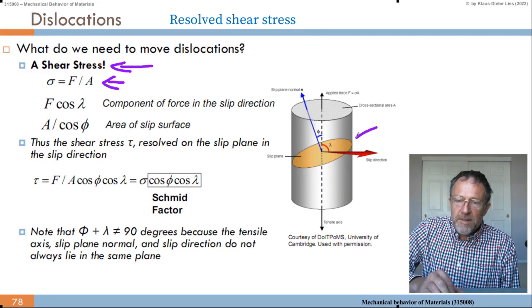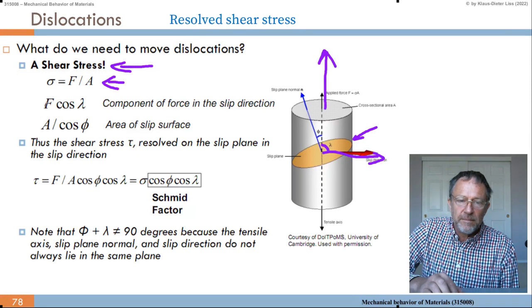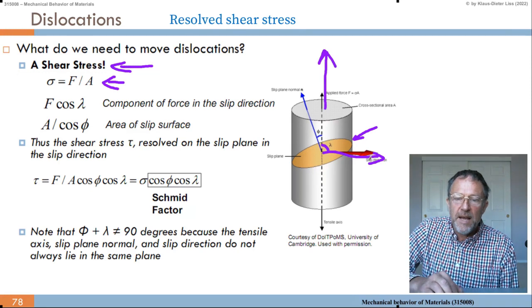Now, if we look at the situation of this yellow plane in our tensile specimen, then the component of the force in the slip direction is F times cosine lambda, if lambda is the angle between the slip direction and the applied force. So this is F times cosine lambda. Well, if it's going up, then it's big. If it's perpendicular, then it becomes 0.